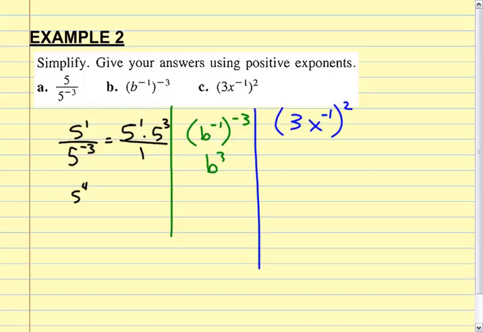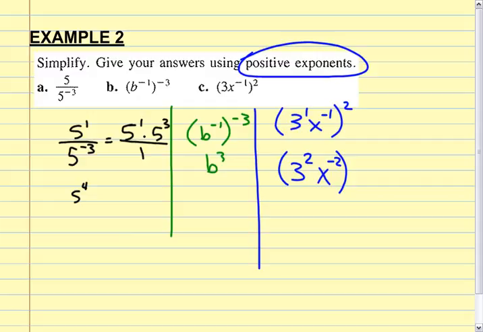Now, before we do that, Taylor, what's the exponent of the 3? 1. Okay? So now, let's write 3. What's its new exponent? 2. And then x, what's its new exponent? Negative 2. Now we have to simplify this because it said positive exponents.